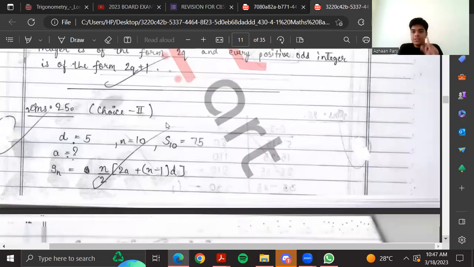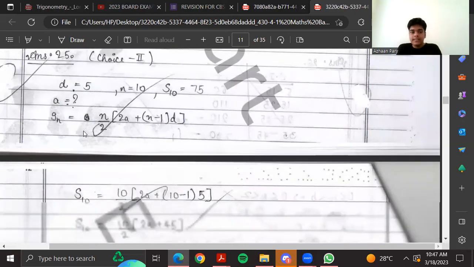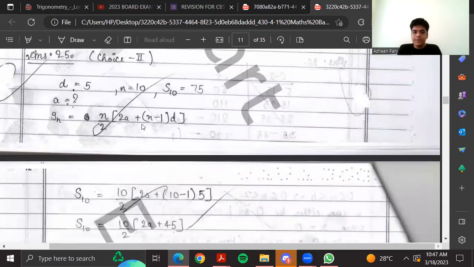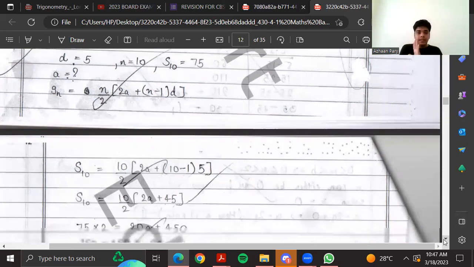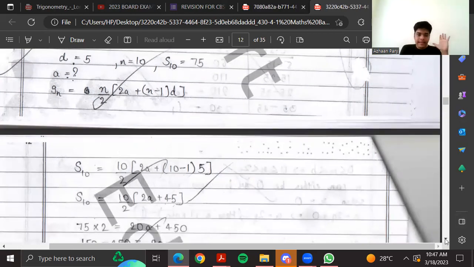See, again, choice 2 is mentioned. When you're doing choice 1 or choice 2, do mention it. Formula for the sum of n terms: n by 2 into 2a plus n minus 1 into d. This formula should be mentioned. Even if you know the formula, do not directly substitute and write. Do write the formula, because if by any chance your answer is wrong, formula does carry marks.